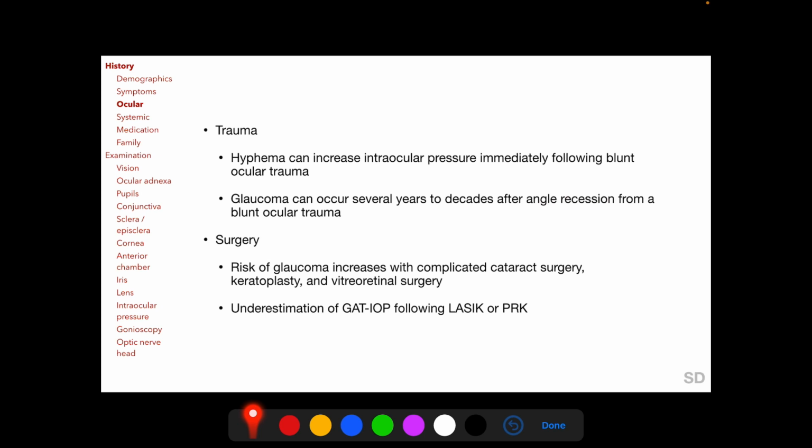It is also important to inquire about previous ocular surgeries because the risk of glaucoma increases with complicated cataract surgery, keratoplasty and vitreoretinal surgery. And a history of refractive surgery such as LASIK or PRK is important because the reduction in thickness of the cornea can result in underestimation of the IOP when measured with the Goldmann applanation tonometer.